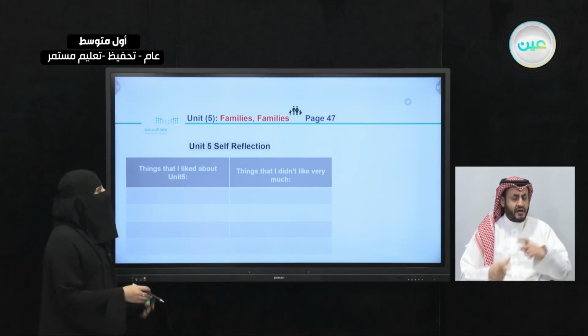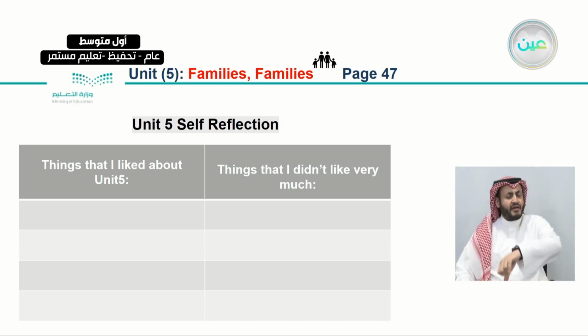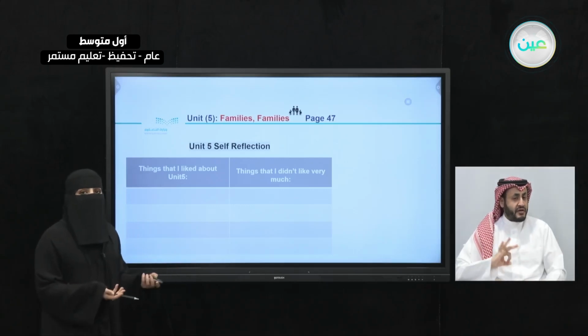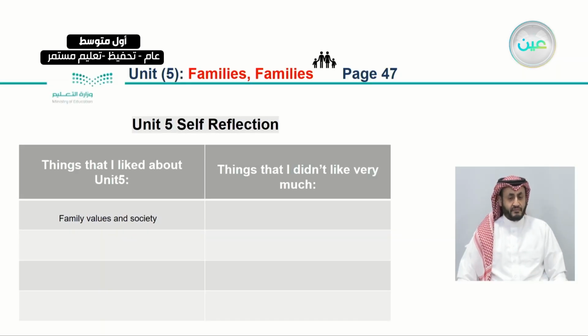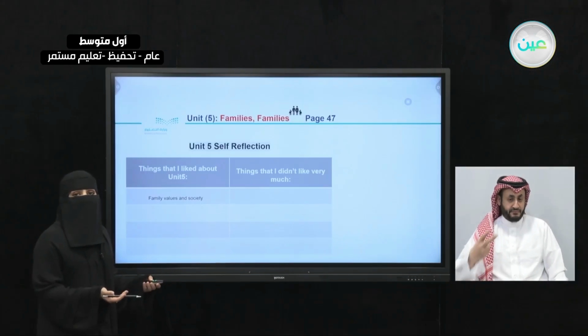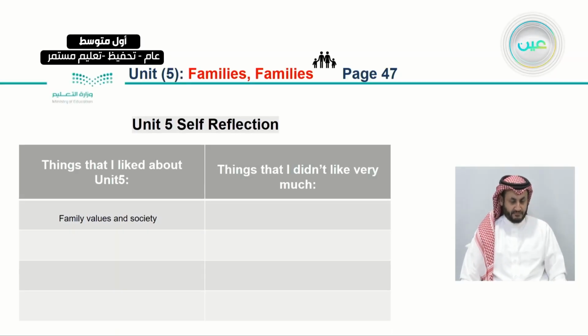It's a good idea. Please open your book at the end of the book, Unit 5, Self-Reflection. Here is a chart, as you can see. Things that I liked about Unit 5, things that I didn't like very much. Express your feelings and your ideas. What are the things that you like the most? Personally, I enjoy family values and society, that reading passage when we talked about our Vision 2030, our vision in Saudi Arabia. I enjoyed that. How about things that you didn't like very much?